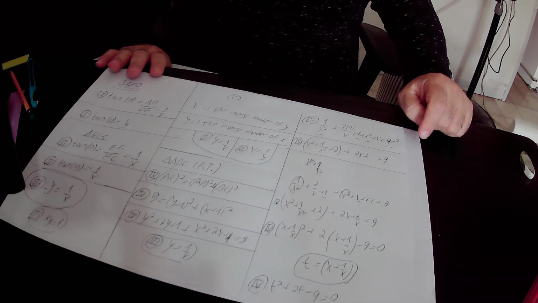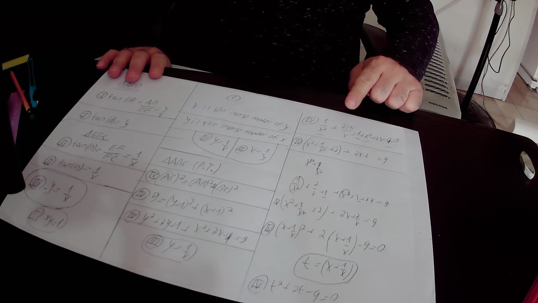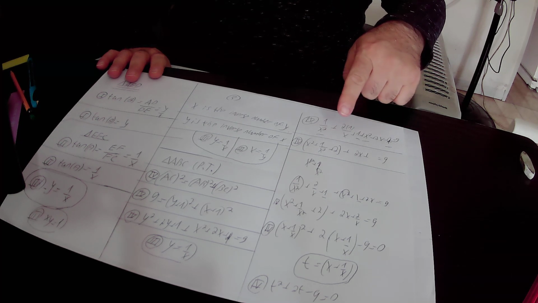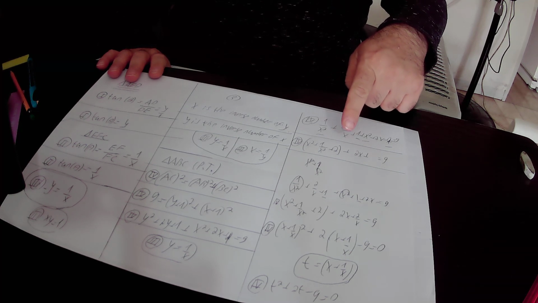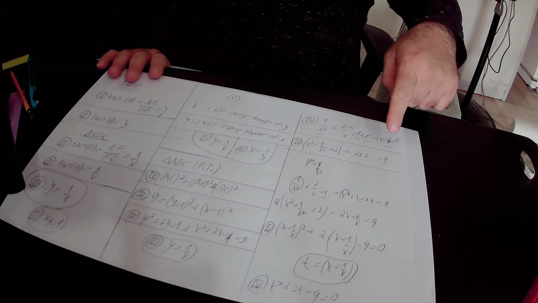Here we organize the expressions in a different order, and here we have x squared plus 1 over x squared plus 2 plus 2x equals 9.